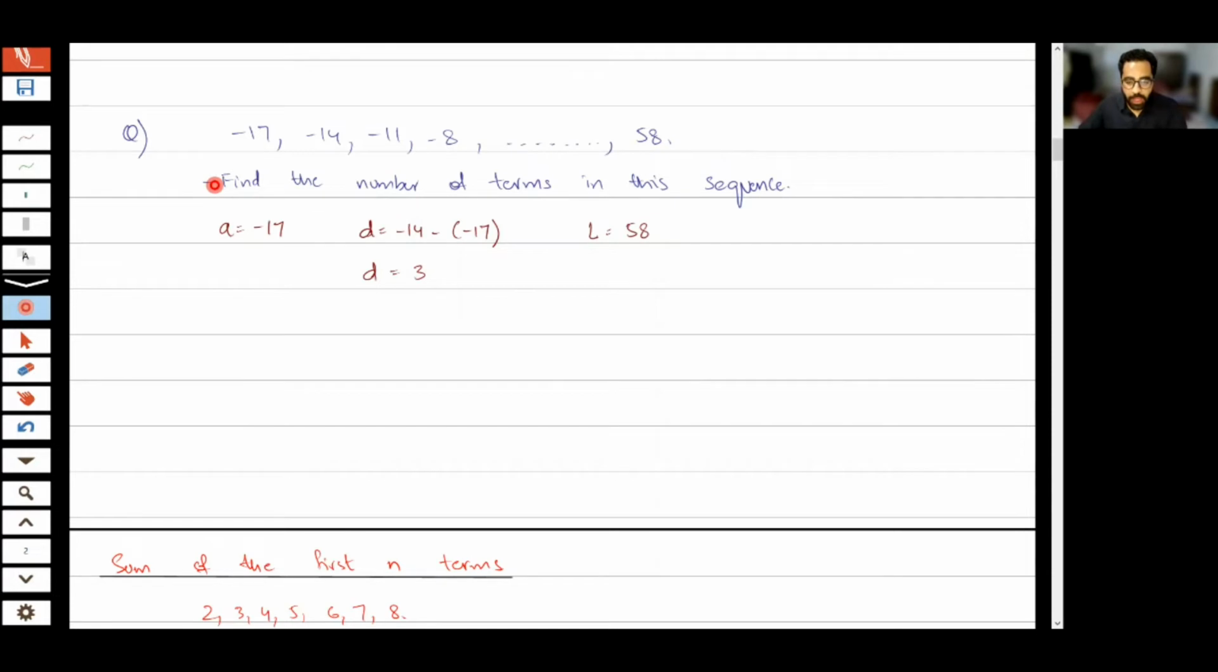Okay? Now how would I find out the number of terms in the sequence? We just learned that the term number of the last term represents the number of terms in the sequence. So how will we find the term number of the last term? We studied above that any term can be represented by the formula. Any term in an arithmetic series can be represented by the formula a plus n minus 1 d. Okay? So my last term is 58.